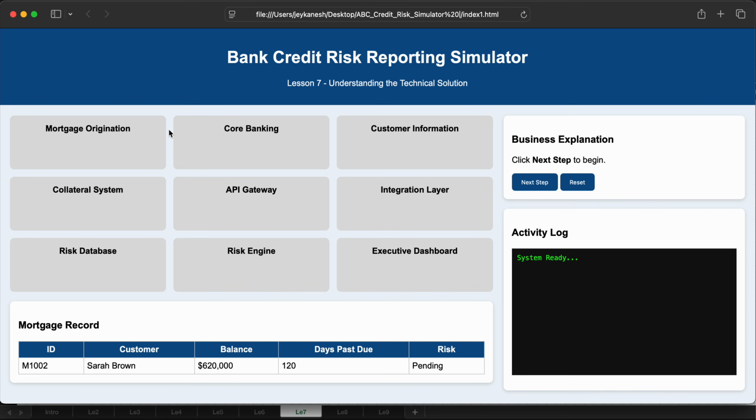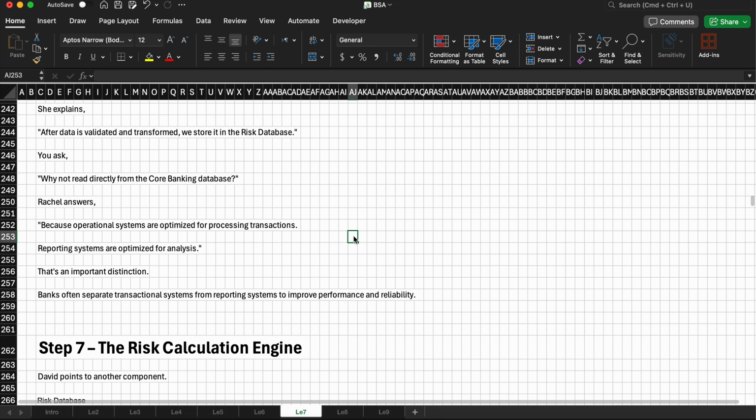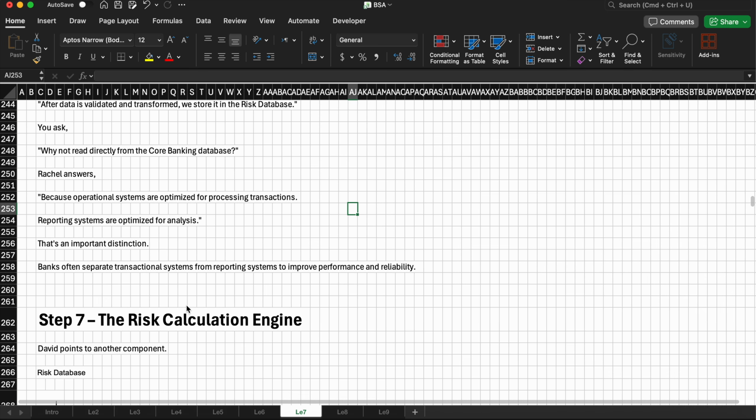That's for a different operation. Now we are analyzing data for a different purpose, right? So we can share a database, but it's a different functionality, different operation, right? So we don't want to delay one operation, right? That's more important. So that's why banks often separate the transactional system from the reporting system to improve performance and reliability.